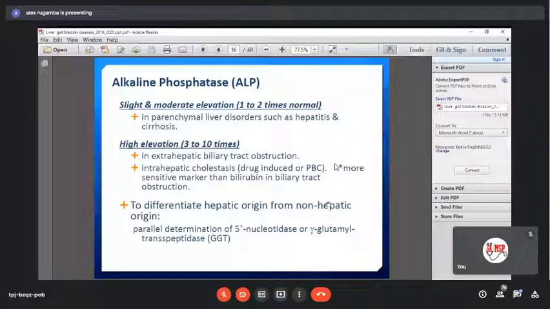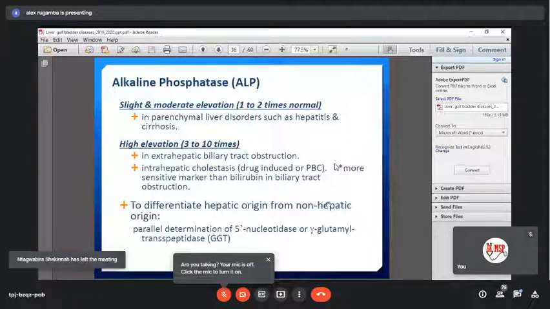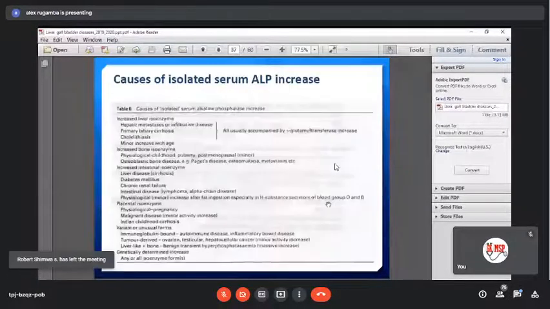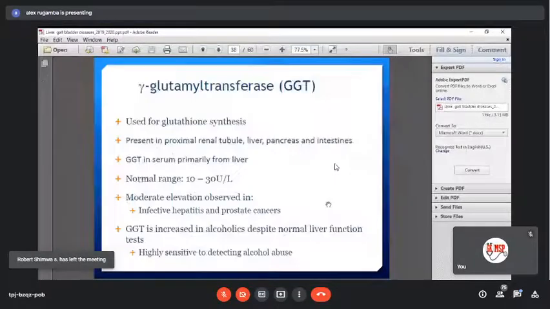So the bile flow is slow or is stopped. So those are the causes. Another enzyme is called gamma glutamyl transferase, GGT.